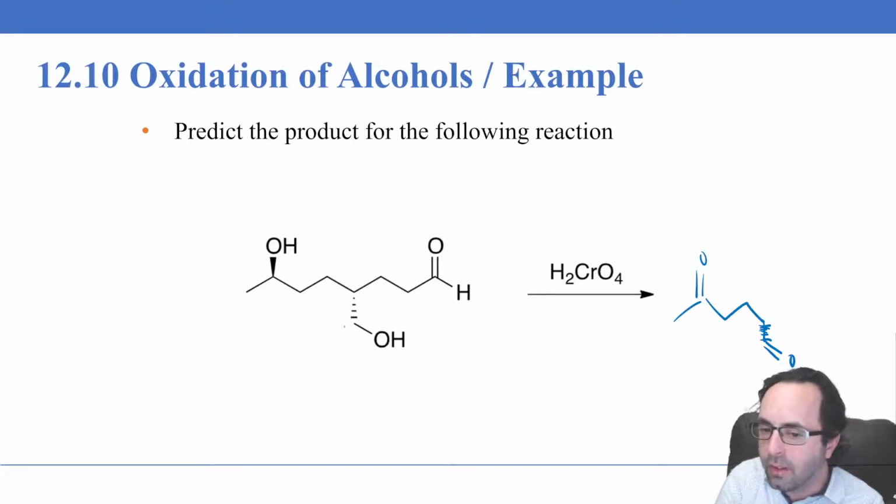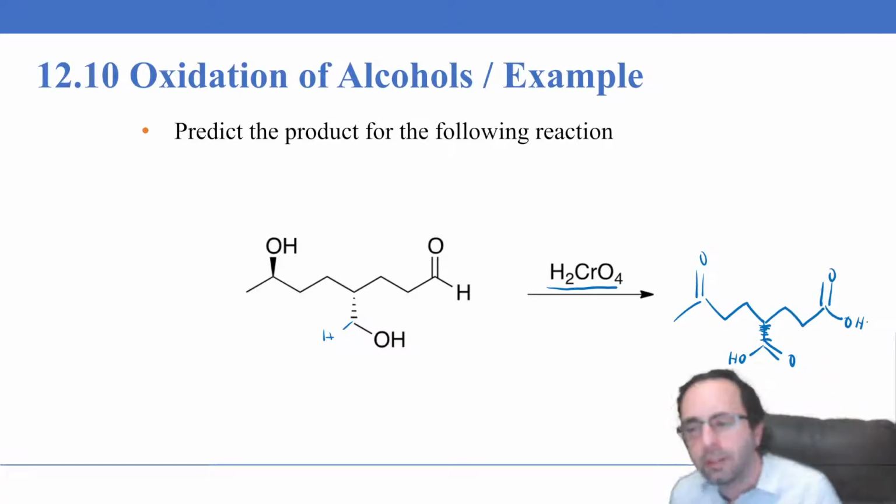But notice that this is primary, right? There's a hydrogen here. So we're actually not going to get an aldehyde because this is a strong oxidizing agent. So we're actually going to get a carboxylic acid here. In addition, we've got an aldehyde over here, but aldehydes are also oxidized by this strong oxidizing agent. So we're going to get a carboxylic acid here.